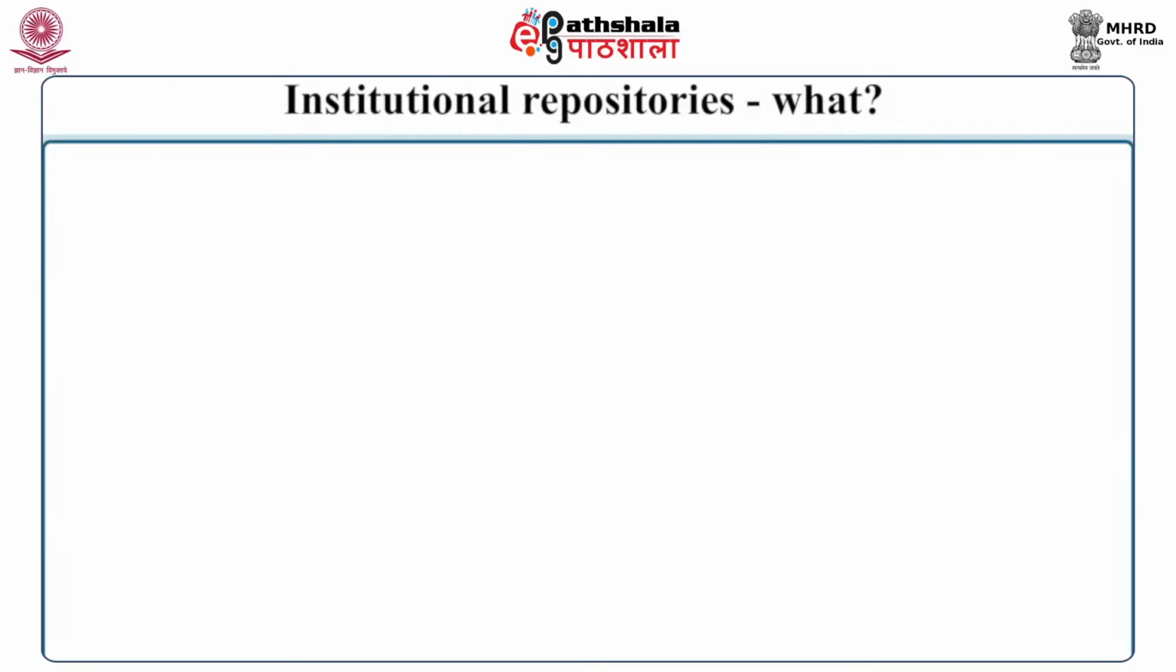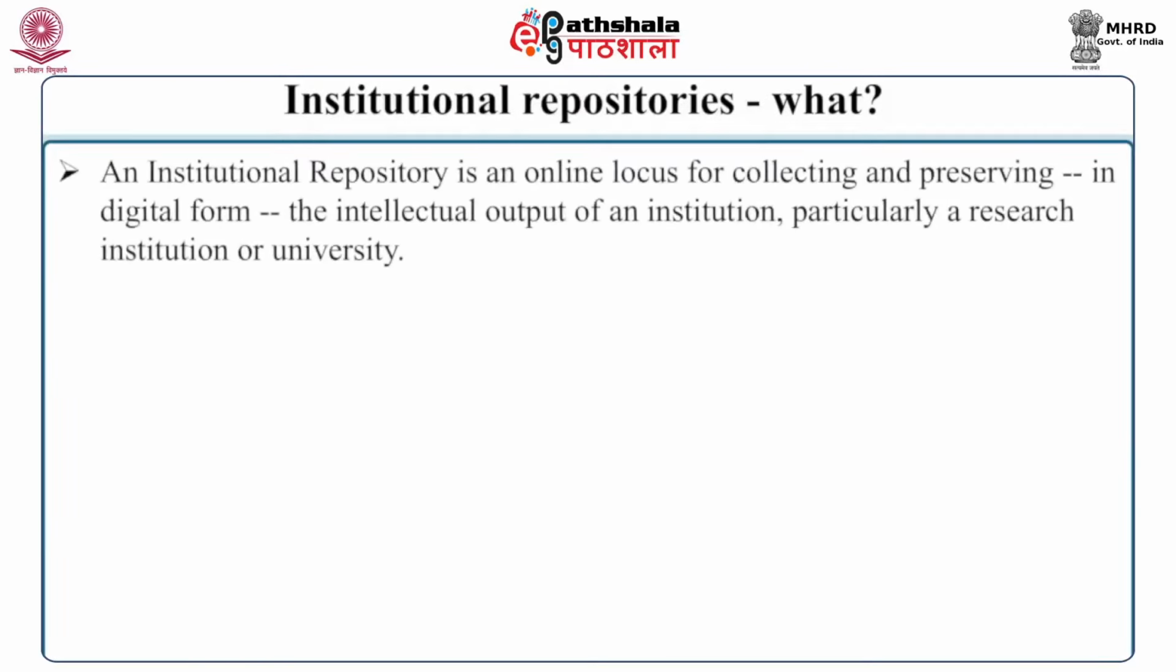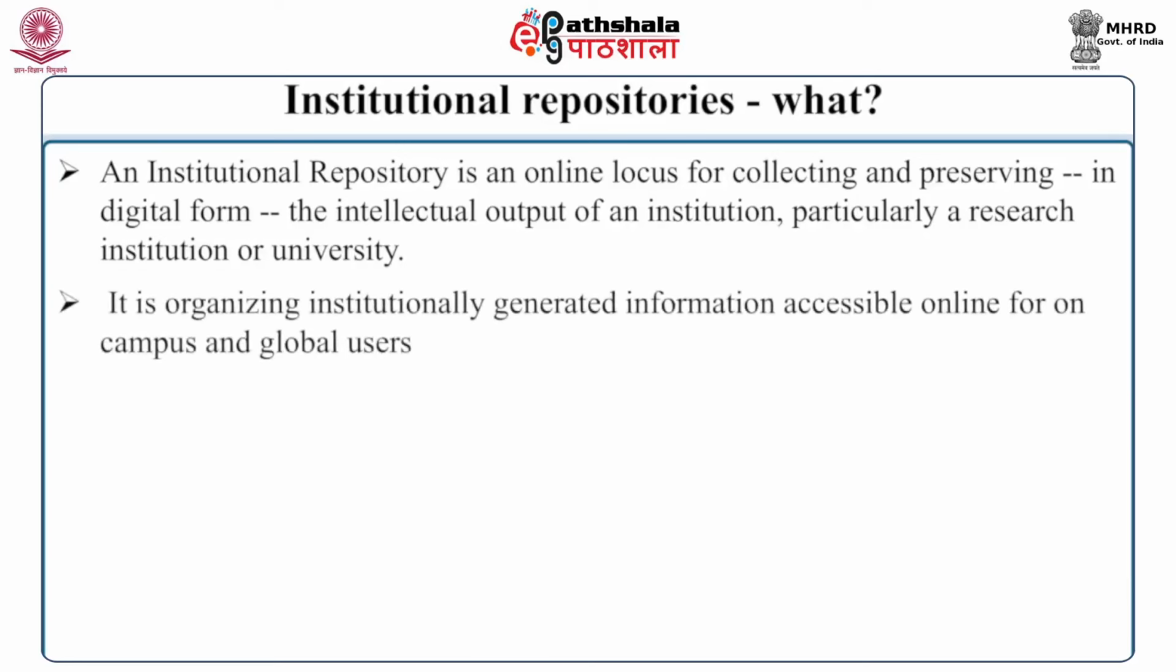Then institutional repositories. Every institution has a number of resources, but these are not coming to light. The majority of people do not know what is available in a particular institution. So, an institutional repository is an online locus for collecting and preserving in digital form the intellectual output of an institution, particularly a research institution or a university. It organizes institutionally generated information and makes it accessible online for on-campus and global users.